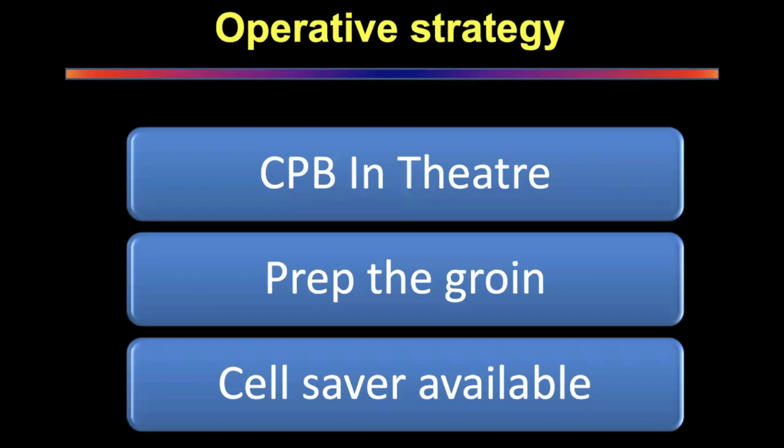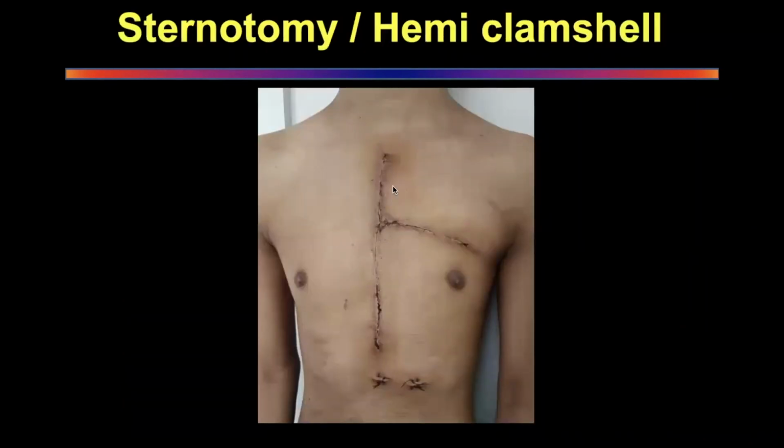And when you're in the mediastinum, you could very easily damage the brachiocephalic vein, the innominate vein, you can damage the SVC. So it's always good to have these things in theater. I'm not saying you open it, I'm not saying you prime it, you just keep it ready, just in case you need it. This was that patient which we did.